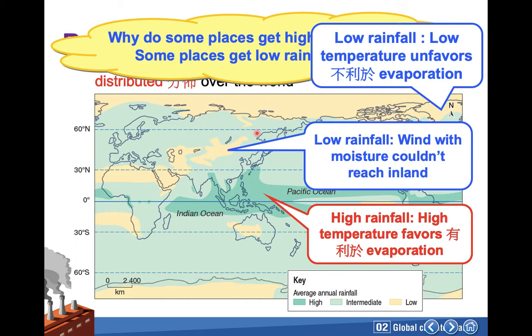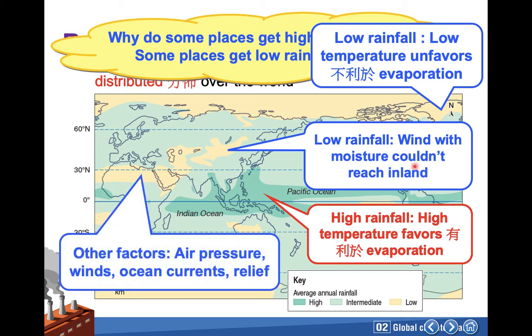So just now I explained for the inland area, because the wind can't bring the moisture from the sea to the area, so they cannot have a lot of clouds and rainfall as well. And lastly, in the desert area, or other places that may face dry or low rainfall, it is because of factors such as the air pressure, the winds, the ocean currents, or the relief. If you study geography in senior form, you will learn more about it.